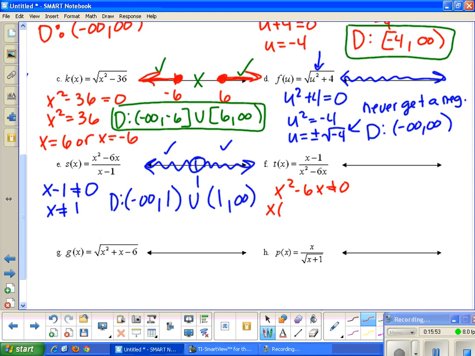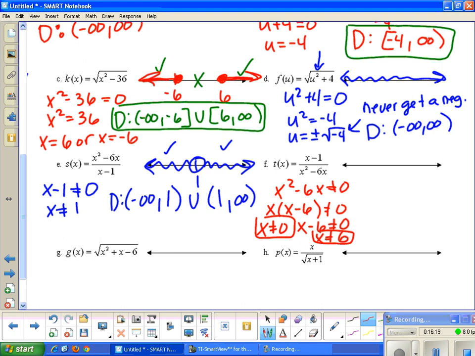Factor out the x to solve this, or you could use the quadratic formula. Factoring in this case would take you a lot less time. So remember, when you have two things like this, you have to set each not equal to 0. So x cannot be equal to 0, and x minus 6 cannot be equal to 0. So when I solve the second one, x cannot be equal to 6 in this case. So x can't be 0 and x can't be 6.